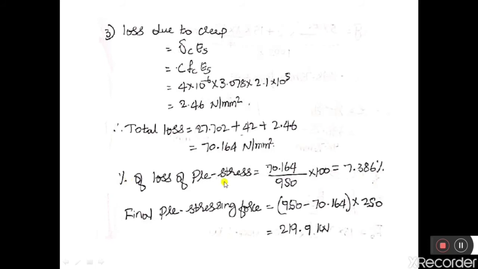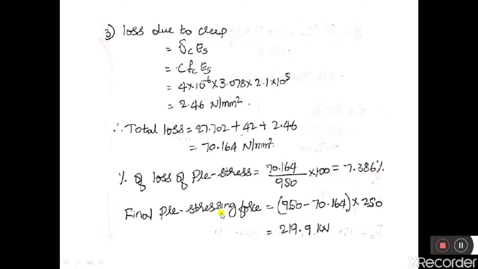Therefore percentage loss of prestress is equal to total loss divided by initial prestress. So initial prestress is given in the question, it is 950 Newton per mm square, and total loss we have calculated, it is 70.164. Therefore percentage loss of prestress is equal to 7.386%. So this is the percentage loss.